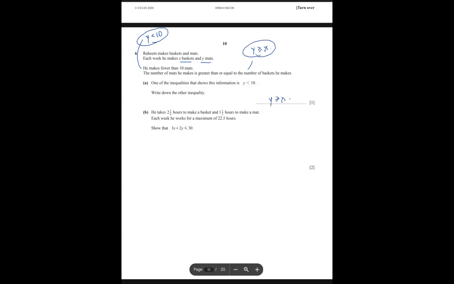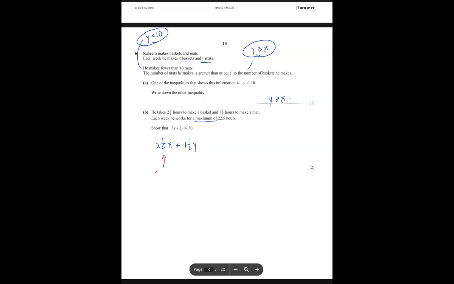3 marks. Okay, he takes 2 and 1/4 hours to make a basket and 1 and 1/2 hours to make a mat. Each week he works for a minimum of 22, maximum of 22.5 hours. Show that this. Okay, so he takes 2 and 1/4 hours to make a basket. So if he makes x baskets, the total time will be 2 and 1/4 times x. If it takes 1.5 hours to make a mat, that means we need to find 1 and 1/2 times y. That's the total time he took for the mats.